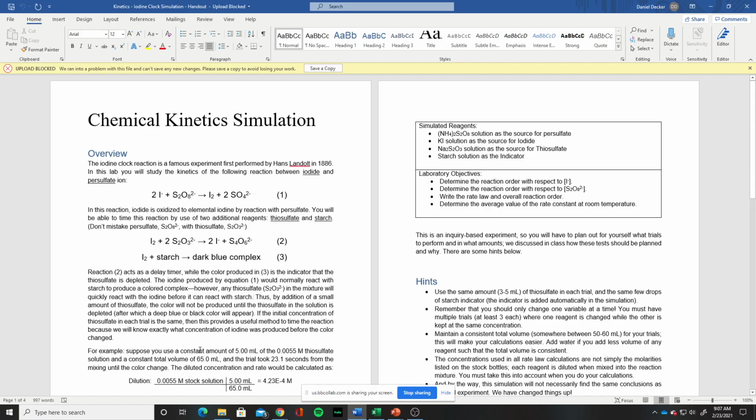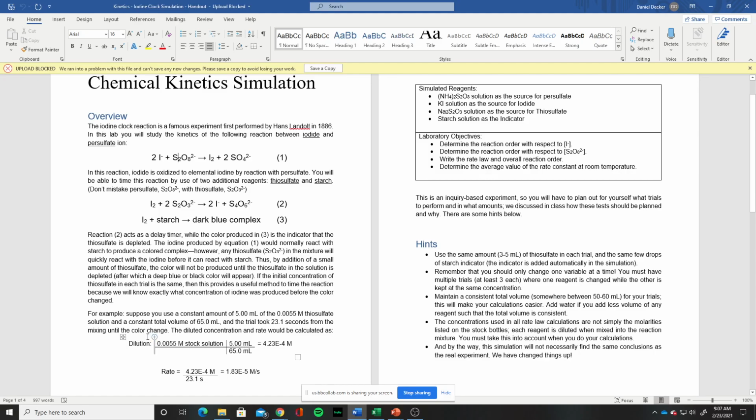So essentially it's just saying if you have the same amount of thiosulfate each time, you can vary the amounts of the other stuff. You can vary the amount of iodide, vary the amount of the persulfate, and any changes in the time that it takes for the reaction to occur are not due to the thiosulfate, because that's the same every time. It would be due to whatever change you made to these two.